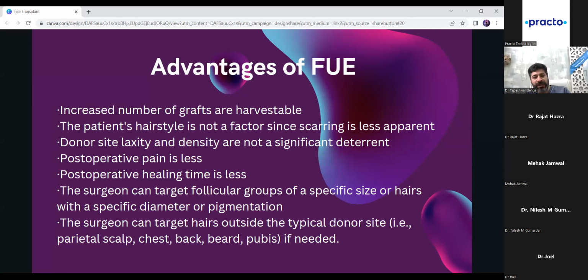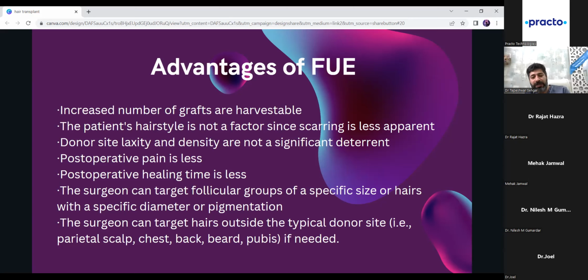Donor side laxity and density are not a significant controlling factor. Post-operative pain is less. Patients have reported less pain with the FUE technique, maybe because there is no full thickness cut in the skin. Post-operative healing time is less. The complication and infection rate is less. And moreover, we have a variety from where we can take out hair, whatever good quality hair we want. With the strip, we don't have that choice because we need to take it in a straight line. But with FUE, we can take hair which is of good quality. And moreover, with the FUE techniques, we now have a wide variety of donor areas.